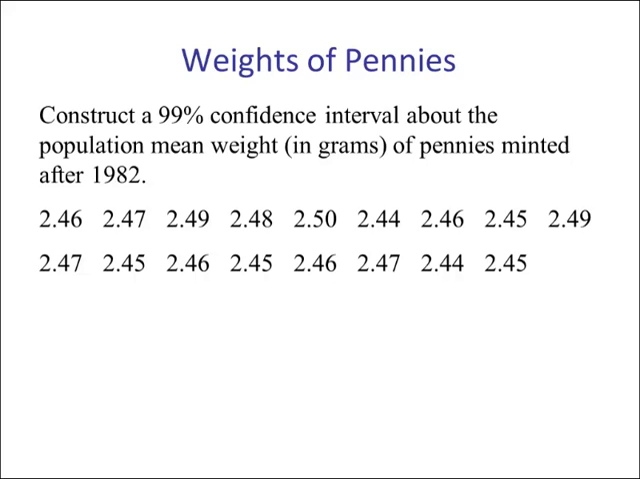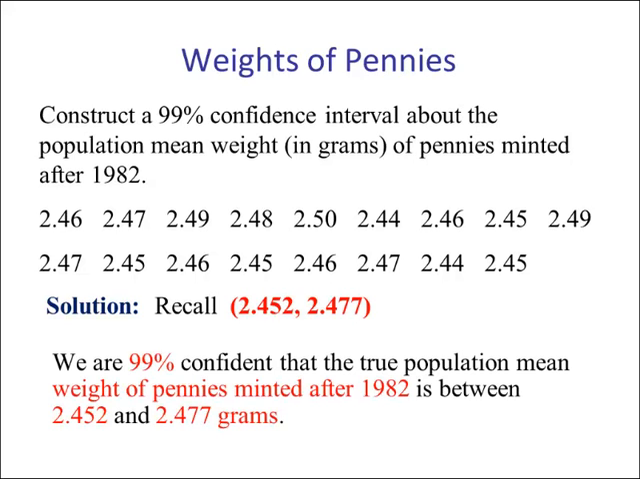If you recall the example weights of pennies, we had a sample of 17 pennies minted after 1982. They were weighed and measured in grams. If you recall, this was the 99% confidence interval. To interpret this confidence interval, we would say we are 99% confident that the true population mean weight of pennies minted after 1982 is between 2.452 and 2.477 grams.